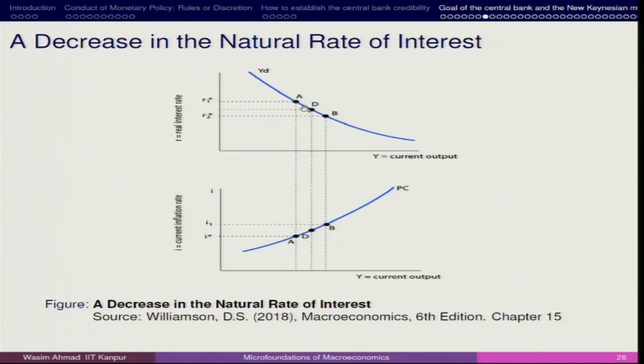This is the actual situation. We are trying to superimpose a condition: what happens if we have a decrease in the natural real rate of interest? If the natural real rate of interest decreases, the economy moves to point B. At this level, the corresponding inflation is I1, which is higher than the target I star. If the economy moves from A to B, it is able to remove the output gap, but the inflation gap will still be there.